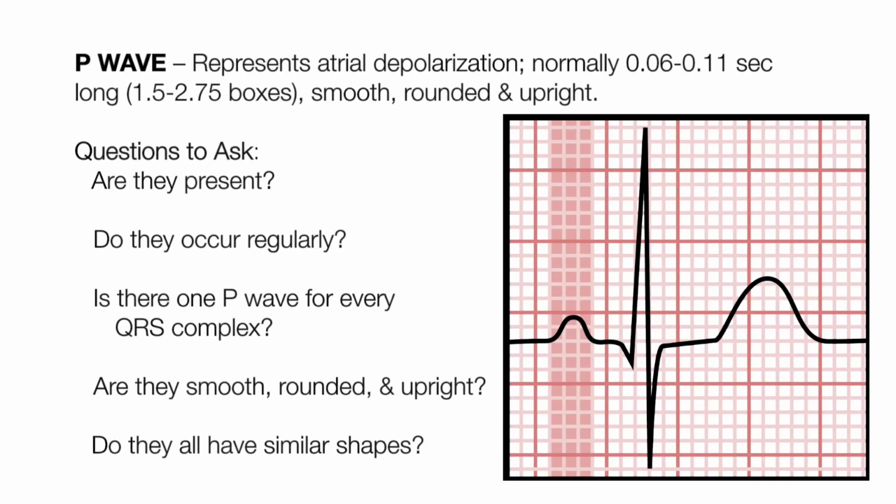The P wave represents atrial depolarization and is normally 0.06 to 0.11 seconds long, or 1.5 to 2.75 boxes. It's smooth, rounded, and upright. So ask yourself, are they present? Do they occur regularly? Is there one P wave for every QRS complex? Are they smooth, rounded, and upright? And do they all have similar shapes?